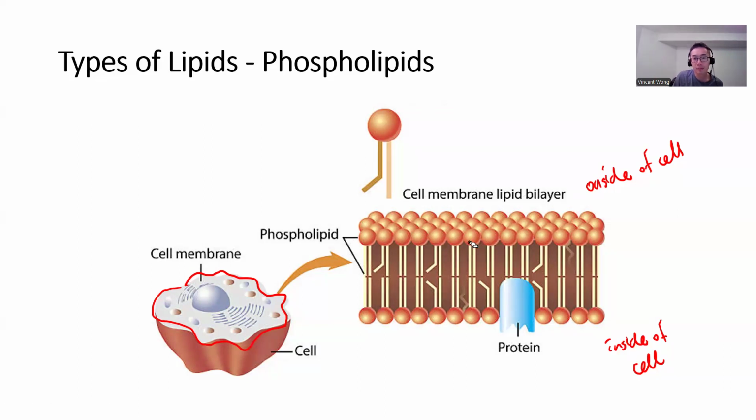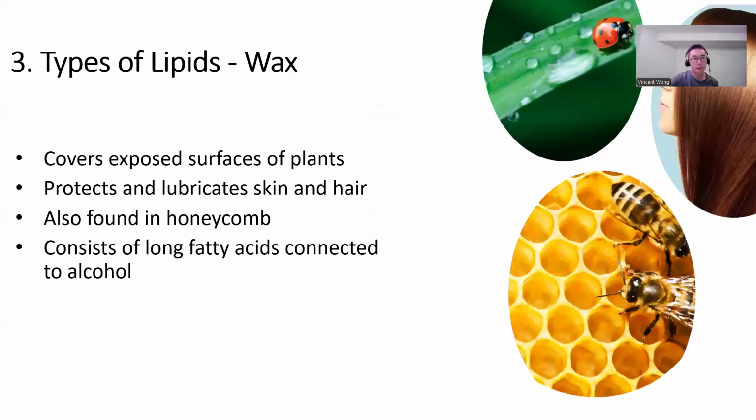Think of this as like a peanut butter sandwich. That's the bread, and then you have a thick layer of peanut butter in the middle. That's basically how the phospholipids form the cell membrane. We will talk more about the cell membrane later on, I think in lecture 4. So this is just a quick overview. Okay, that's it for phospholipids.